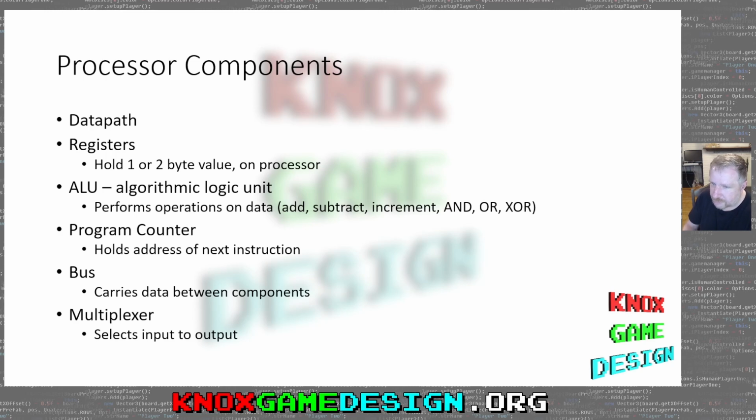There's also a program counter on your CPU, so that's what keeps track of what step in your program you're on. And then there's the bus, and the bus is what carries the information, the data between the different components like the register and the ALU and all that good stuff. And then there's also a multiplexer where you can have a selected output based on a certain set of input.